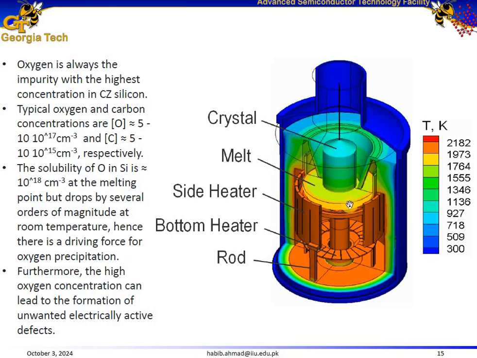As we know, we have to melt the silicon above 1400 degrees C, and the solubility of oxygen is high at that temperature, but it decreases drastically at room temperature, creating a tendency for oxygen precipitation. High oxygen concentration can result in the formation of electrically active defects, which may affect the semiconductor properties. And this diagram shows the temperature gradient in the crystal growth furnace with side and bottom heaters. You can see the side heaters and the bottom heaters over here. These side and bottom heaters regulate the melt and crystal growth environment. So these factors impact the quality of single crystals used in semiconductor devices.